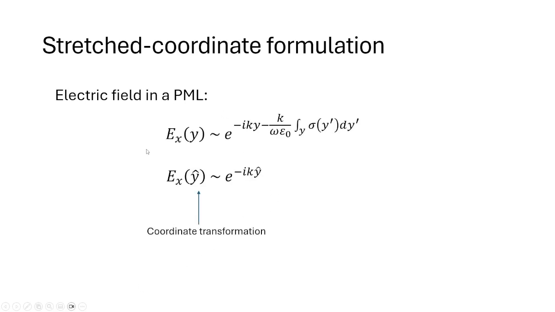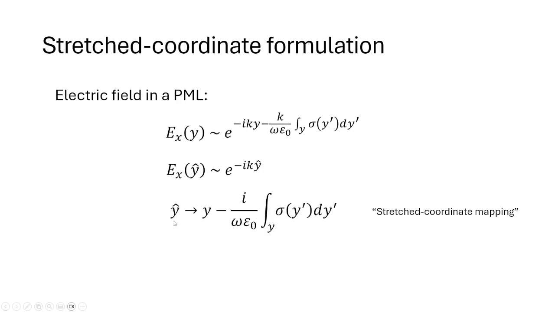So what we're going to do is create a coordinate transformation that lets us describe this decaying electric field as simply a plane wave. We're going to embed this loss term over here into this y hat coefficient. So our y hat is simply y minus this term over here, i over omega times epsilon naught times the integral of our conductivity. And if you plug this y hat into this plane wave here, you'll get this equation up here again. So that's where this transformation comes from.